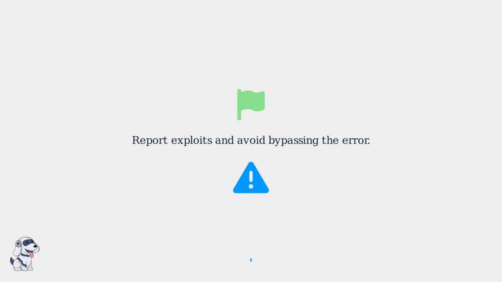Error code 279 deters cheating, and attempting to bypass it can result in severe consequences like permanent account bans. Focus on fair play and account security. By following these steps, you can resolve and prevent error code 279, ensuring a better gaming experience on Roblox.